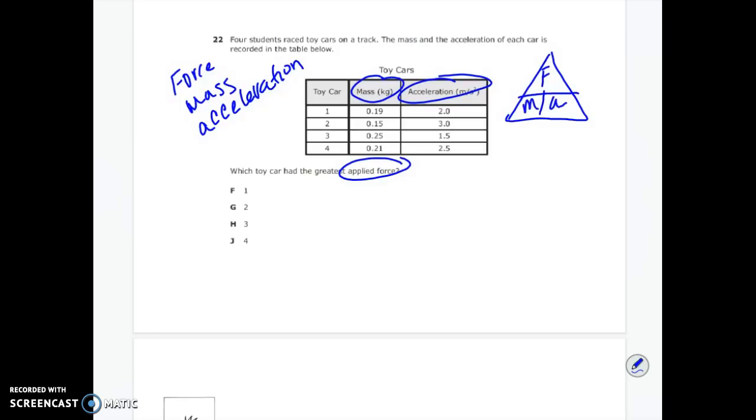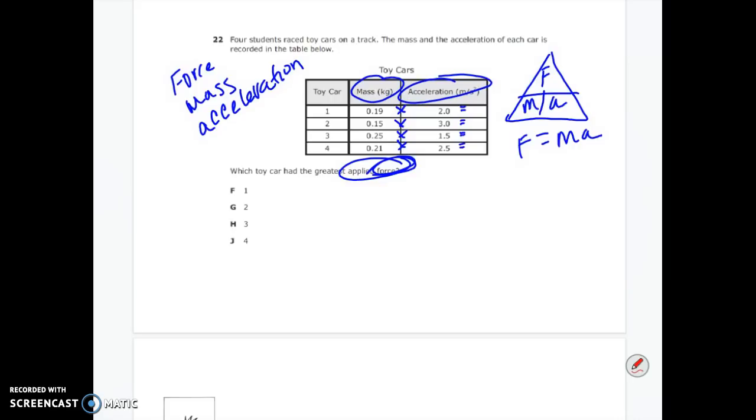There are 3 formulas, and the unknown, what we're looking for, of course, is the force. So the formula would be force equals mass times acceleration, m times a. What we need to do is do each of these and see which one has the greatest force. So we're going to multiply the mass times the acceleration to figure out the force for each of these.